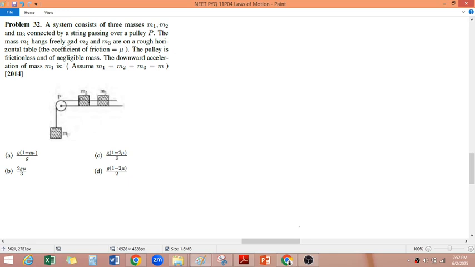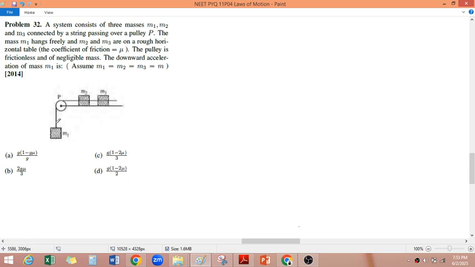So I would say mass M1 hangs freely and M2 and M3 are on the horizontal table. Coefficient of friction, pulley is frictionless, negligible mass. Downward acceleration is of mass M1. So they're asking you to find the downward acceleration. M1, M2, M3 are same, so all the M's are same.